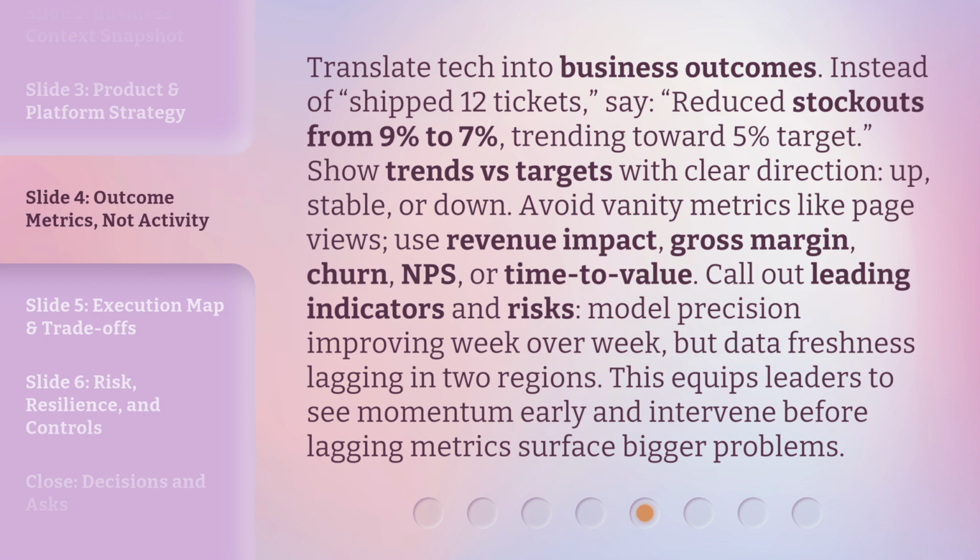Call out leading indicators and risks. Model precision improving week over week, but data freshness lagging in 2 regions. This equips leaders to see momentum early and intervene before lagging metrics surface bigger problems.